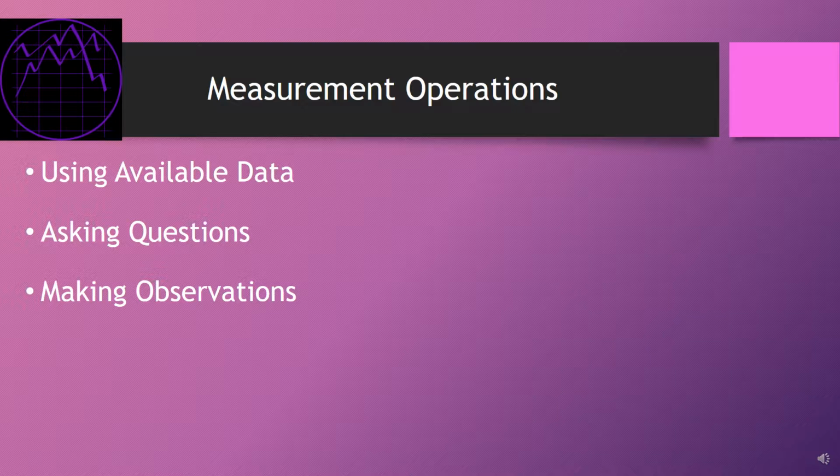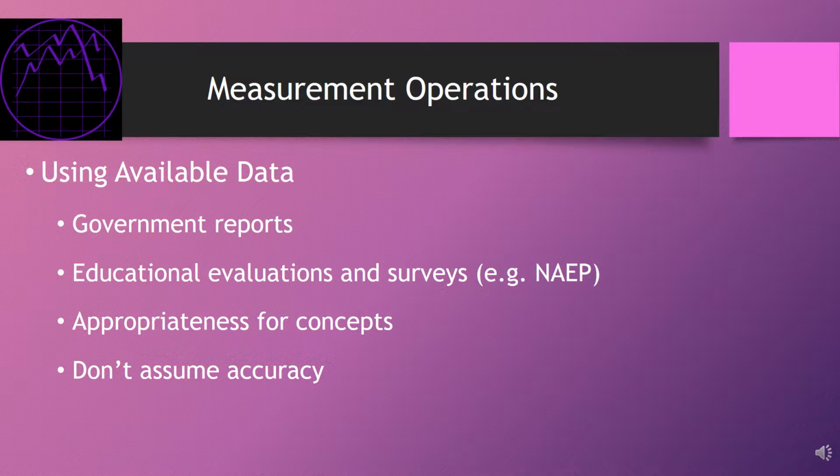The three measures we will focus on in this chapter are measures based on using available data, asking questions, and/or making observations. Using available data: government reports are rich and easily accessible sources of educational data. Educational evaluations and surveys are archived and made available to the public. For example, the National Assessment of Educational Progress, NAEP, is the largest nationally representative and continuing assessment of what America's students know and can do in various subject areas.